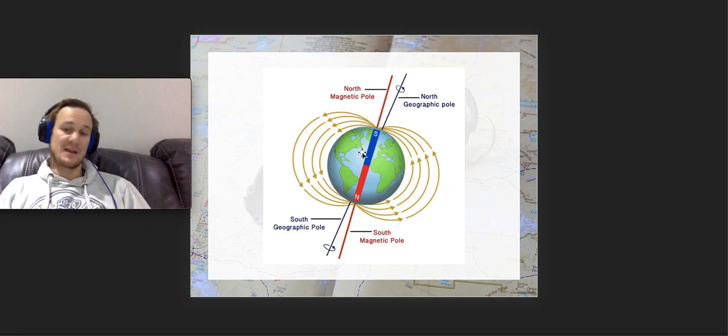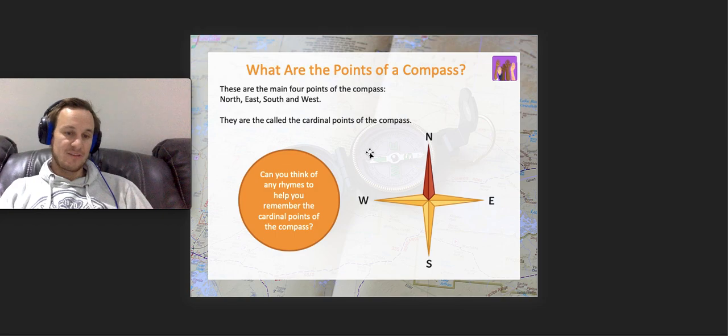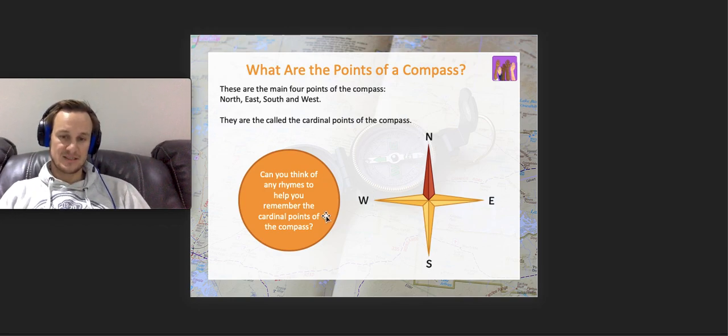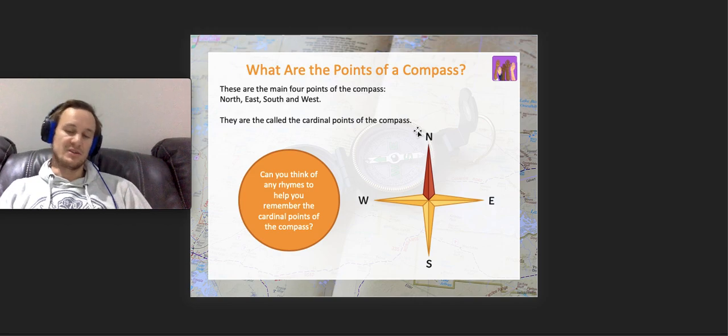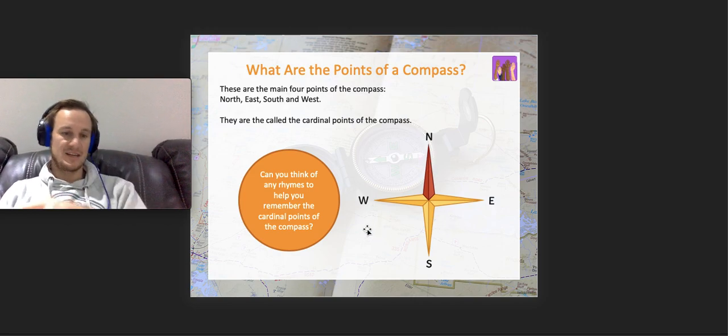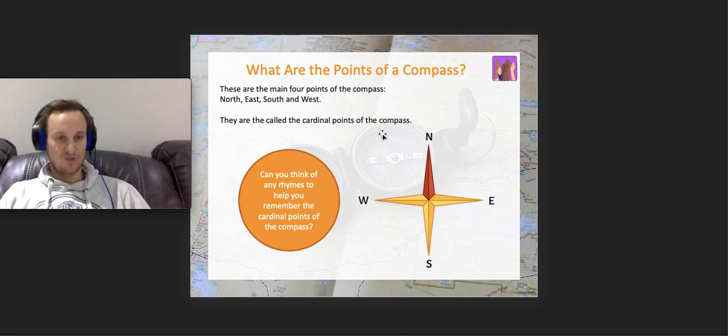Okay, so that's how magnets work. What are the four different points of a normal compass? We have north, east, south, and west. But normally we say north, south, east, west, because north and south and east and west are opposites. But the way you would remember it is to read clockwise, like you would a normal clock.